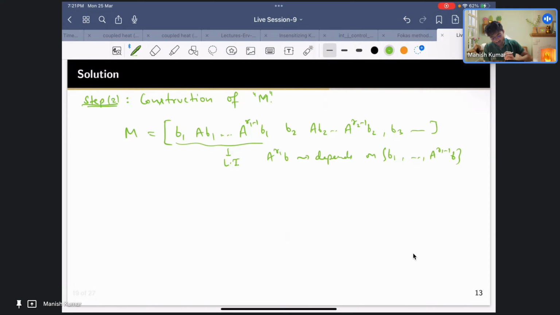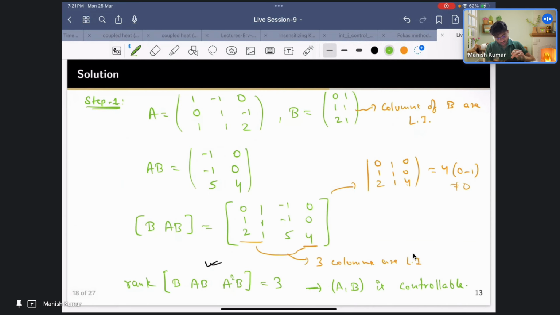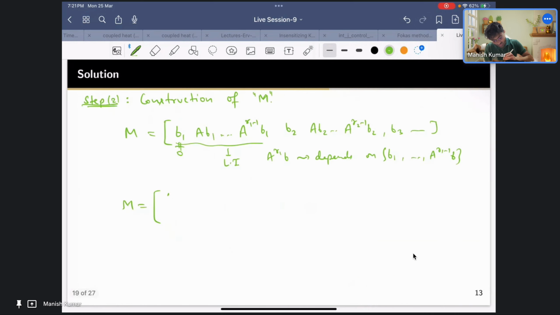Okay, so let us try to compute what M is here. M starts with B1, which we are choosing to be non-zero. We are assuming without loss of generality that the first column of B is non-zero, otherwise you just shift the columns. So the M would be the first column of B, which is 0, 1, 2. So put it here: 0, 1, 2. Now let us try to compute A times B1.